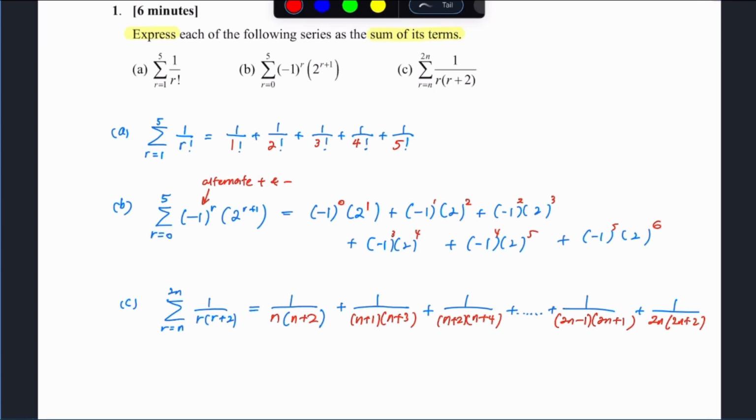Very easy one. Then for part C, you have this. It's just the sum from n to 2n. The variable is r, but you are going from the number n until 2n. So it's simply adding this, subbing in n plus 1, n plus 2, n plus 3, all the way until 2n. Technically speaking, this one is just for you to get used to it right now.